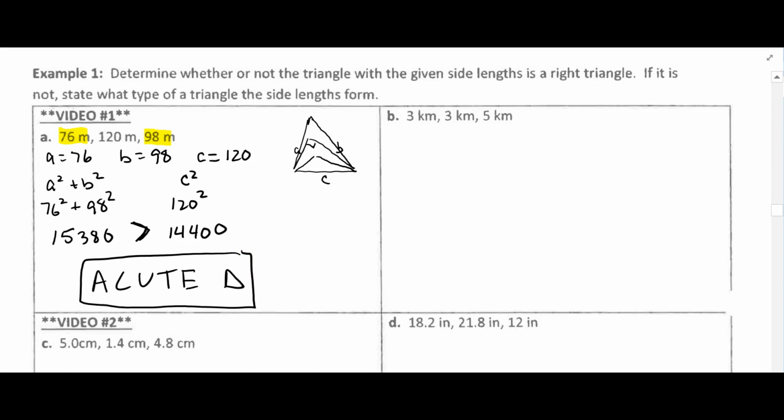Alright, so when you're setting up your work, make sure it stays nice and organized. It'll keep you from making mistakes. If you need to draw this little picture somewhere on your paper so you can refer back to that, I think it's a great idea.